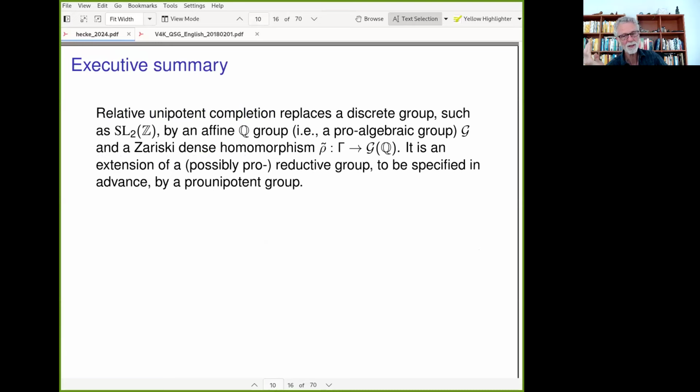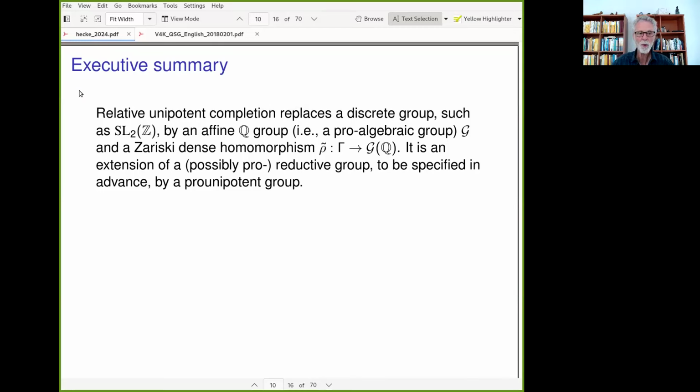If I have to explain this very quickly, what I would say is relative unipotent completion replaces a discrete group, such as SL2Z, by an affine Q group. An affine group is just the spectrum of a Hopf algebra. And in characteristic 0, every Hopf algebra is a direct limit of finitely generated Hopf algebras. This tells you that every affine group is an inverse limit of affine algebraic groups. Such groups are called pro-algebraic groups. So affine group and pro-algebraic group are the same thing in characteristic 0.